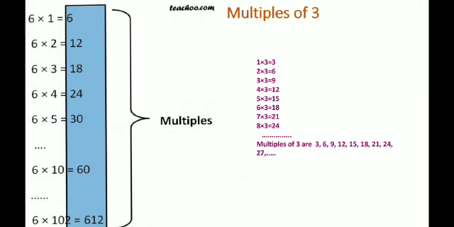Look here, which are the multiples of 6? 6, 12, 18, 24, 30, 36, 42, etc. are the multiples of 6. Which are the multiples of 3? 3, 6, 9, 12, 15, 18, 21, 24. These are the multiples of 3.